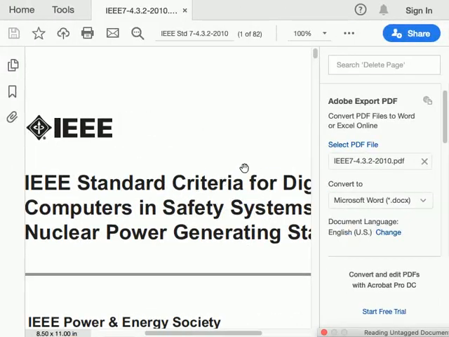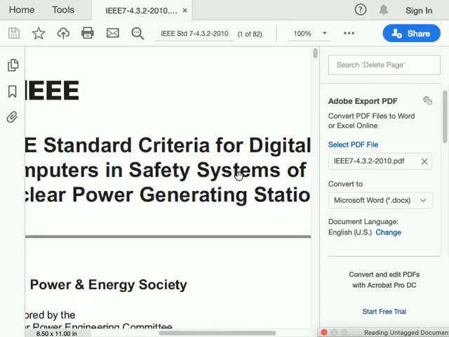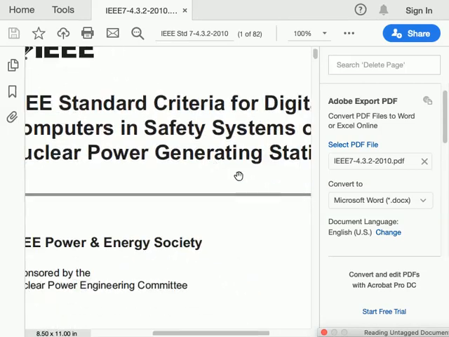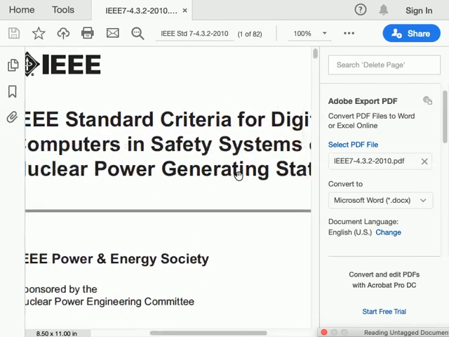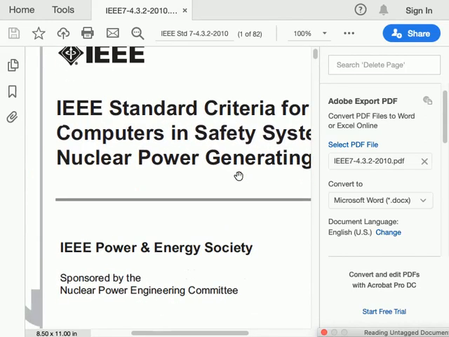I'm not sure how to get rid of the right panel over here, so bear with me. Basically, that's the standard here. It's simply the standard criteria for digital computers in safety systems of nuclear power generating stations. That's actually a standard of several hundred pages. Any engineer who wants to develop the system should consult these documents. Upon completion, they should argue how they have followed this standard. And usually these cost a lot to purchase.